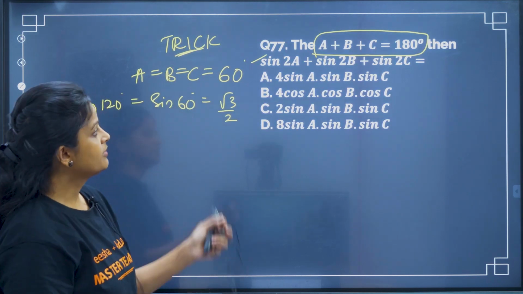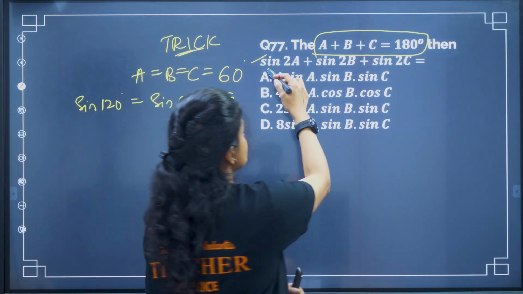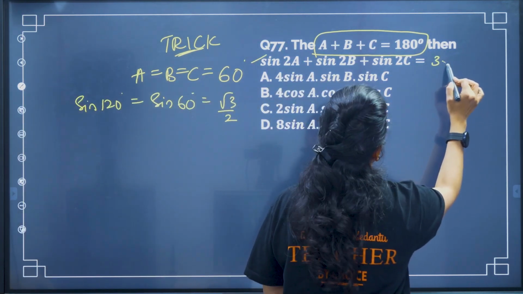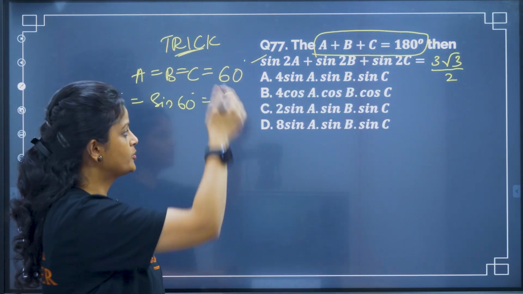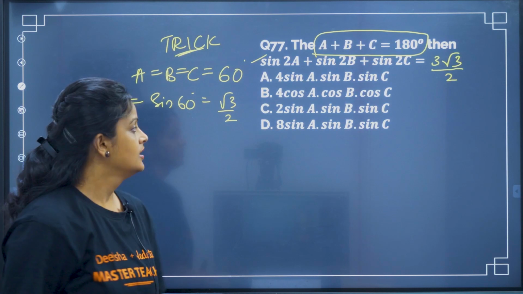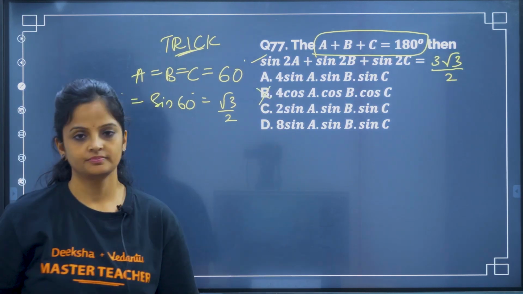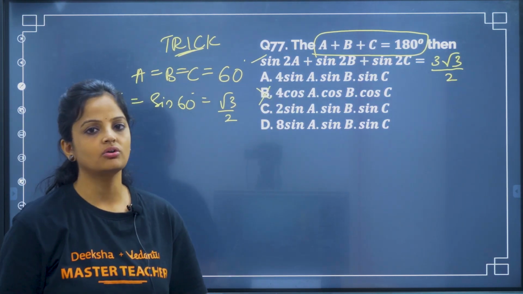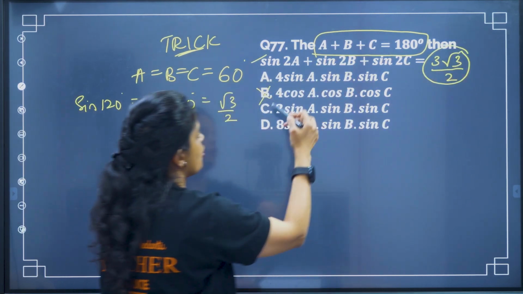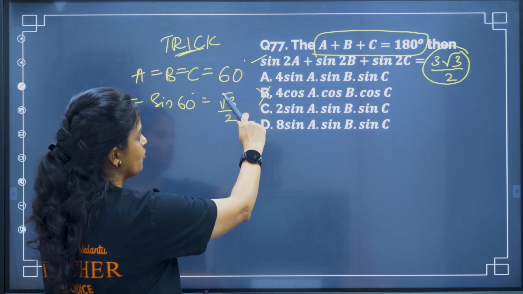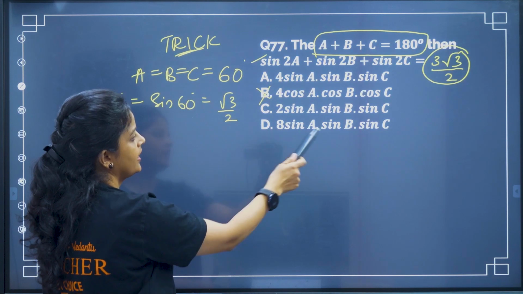Correct? So root 3 by 2, root 3 by 2, root 3 by 2. This will give me 3 times root 3 by 2. Now what you have to do, check which option is giving you the same answer. Definitely not cos, because cos will give you 1 by 2, not root 3 by 2. So this answer you have to get. In which option will you get it? Either you will get 4 times, 2 times or 8 times.